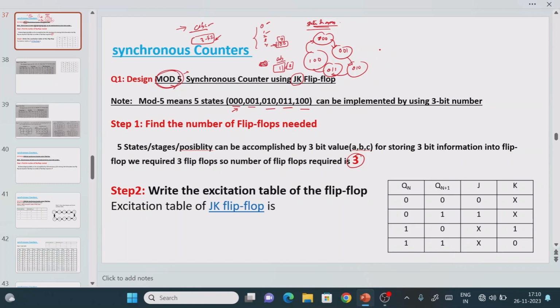The third step is that we will write the circuit diagram representation. How many JK flip-flops do we require? 3. This is JK flip-flop 1, this is JK flip-flop 2, and JK flip-flop 3. For identification purposes, I am naming them A, B, C. The inputs are J and K along with the clock pulse. In this case, for demonstration, I am considering the negative edge. The outputs are QA and QA bar.